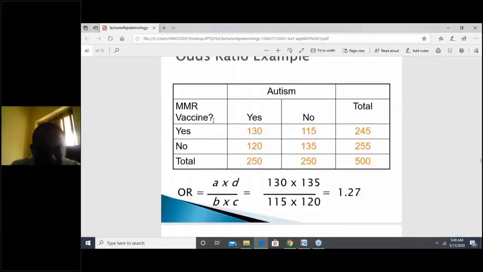So you say MMR vaccine, yes, no. We're looking at the MMR vaccine. Yes: autism yes 130, autism no 115, total 245. No: 120 and 135, total 255. You look at the total, yes, and the total, no. So what you do is you do 130 times 135, then 115 times 120. Just ordinary simultaneous calculation.